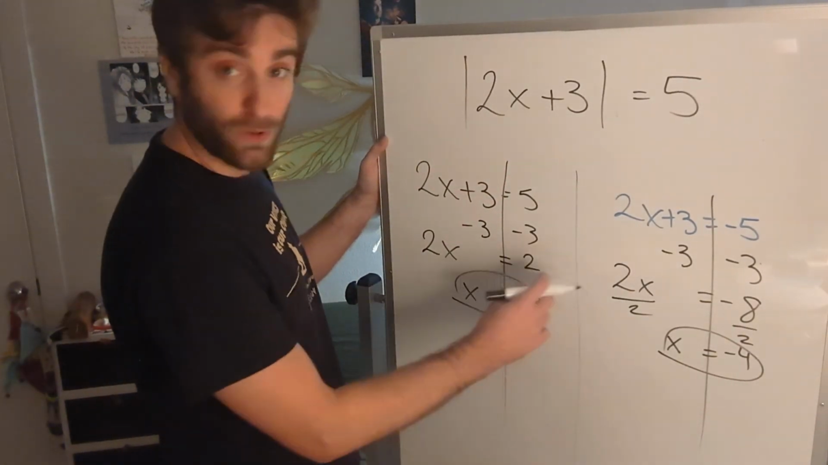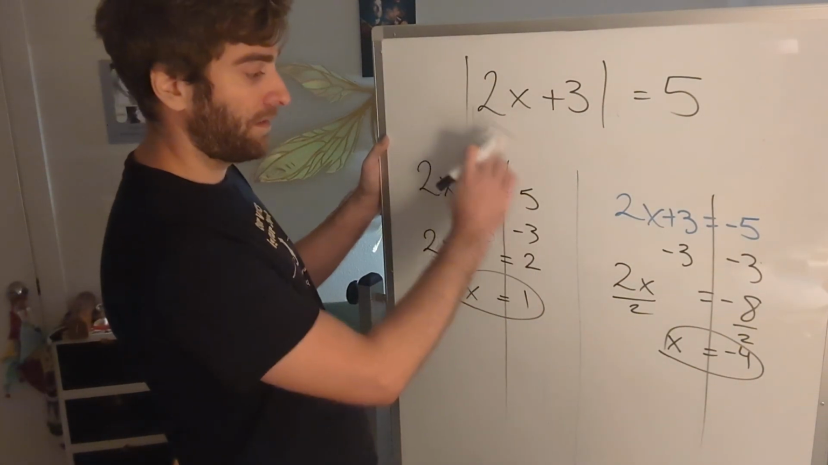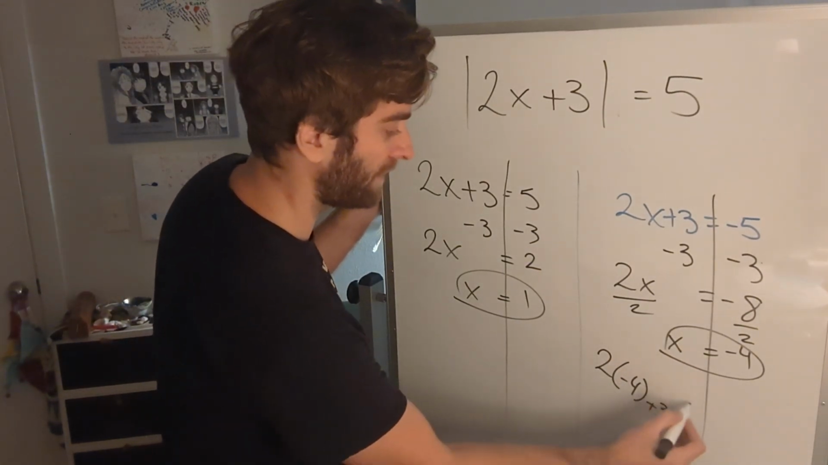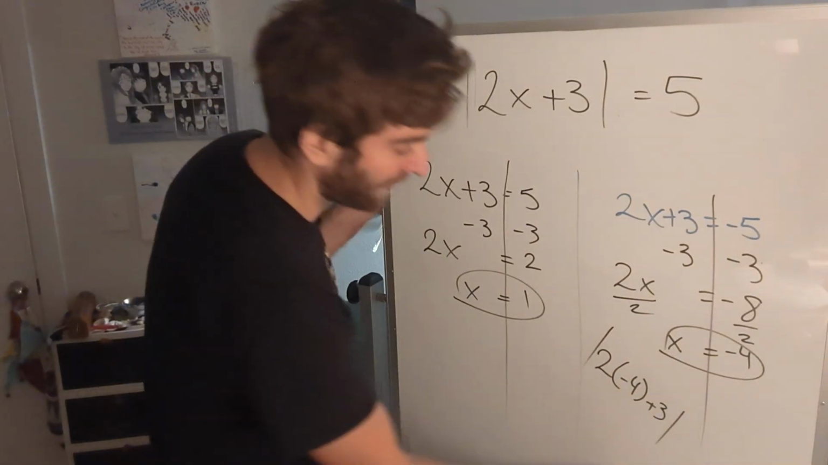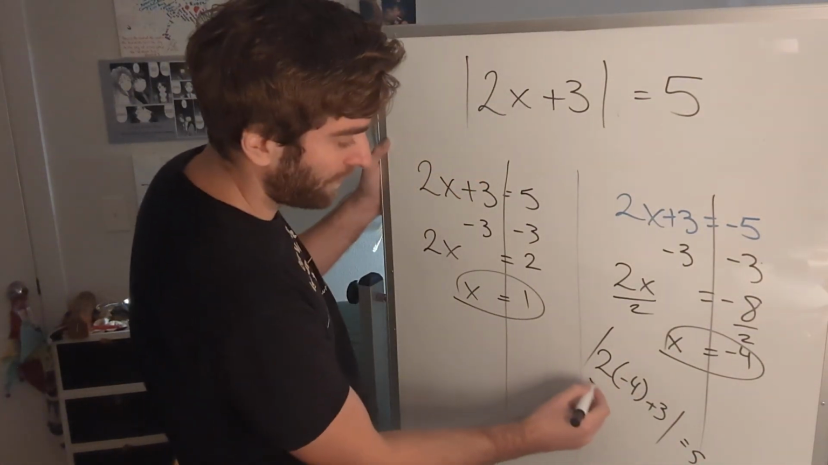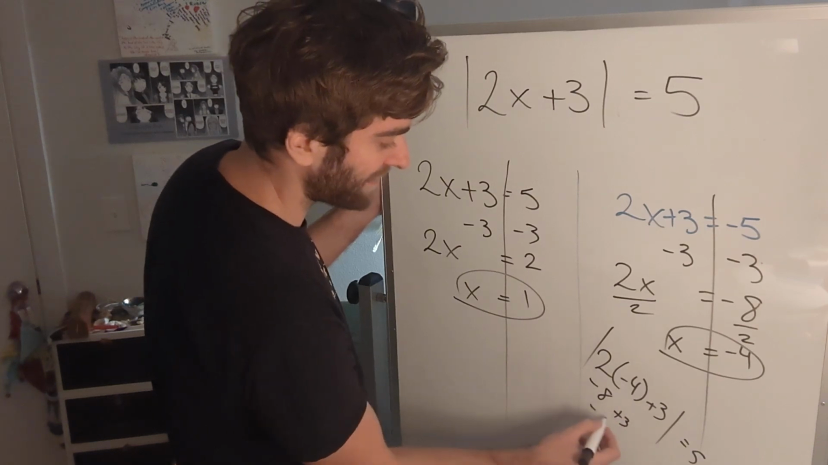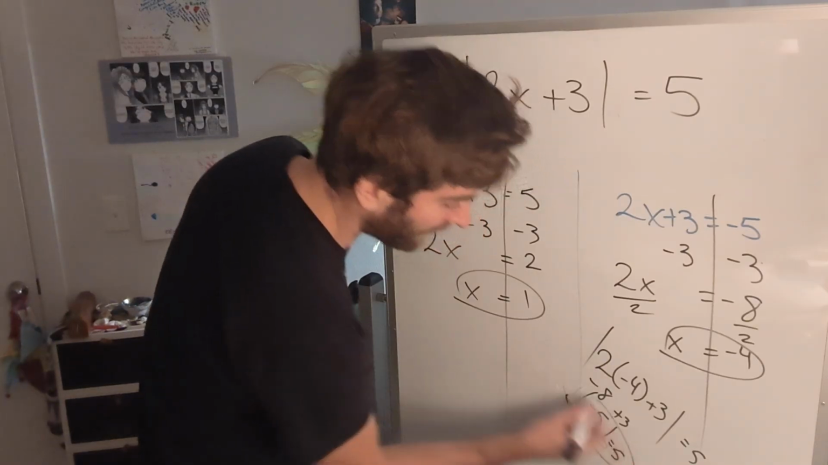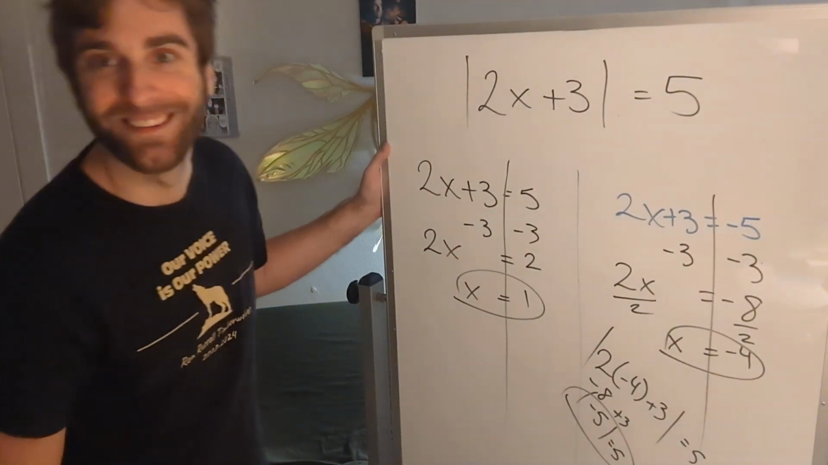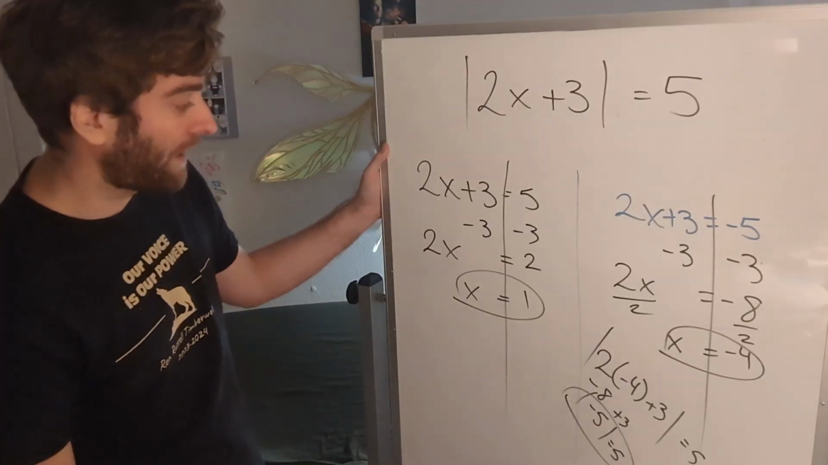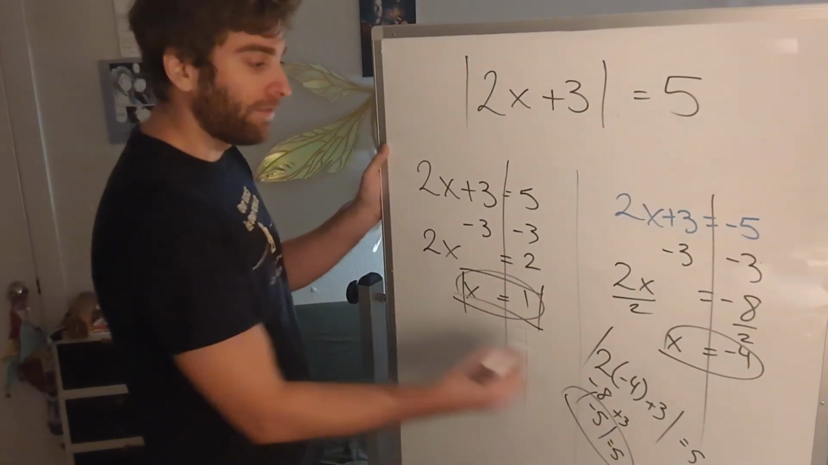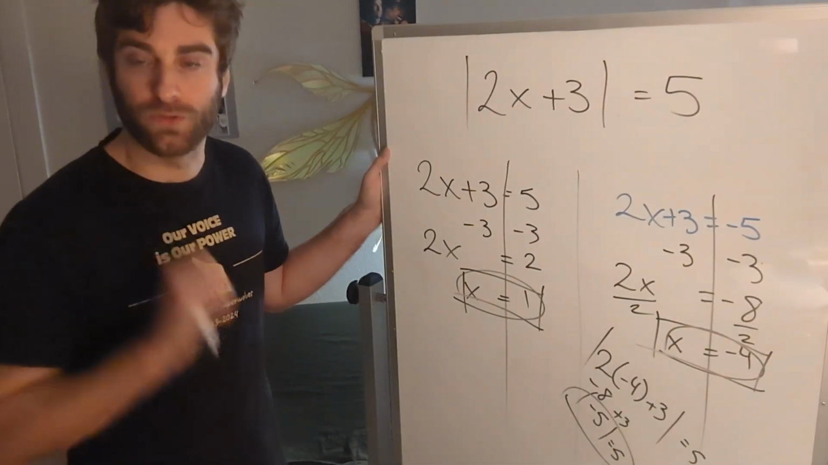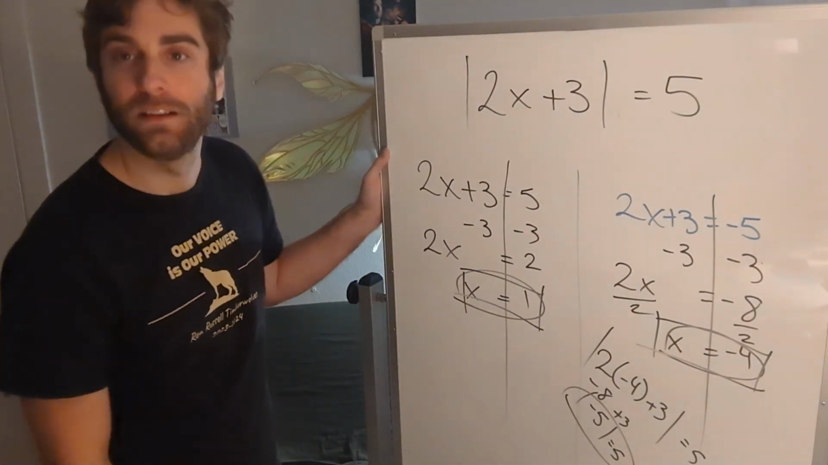Double check that this one actually works. Okay? So if I have 2 times negative 4 plus 3, take the absolute value of that, that should be equal to 5. 2 times negative 4 is negative 8, plus 3, that's equal to negative 5. The absolute value of negative 5 is equal to 5. And voila, there we go. We can just do a quick check on our work there, just to make sure we're all on the right track. When we have absolute values in our problems, we have 2 solutions. There's always going to be 2.